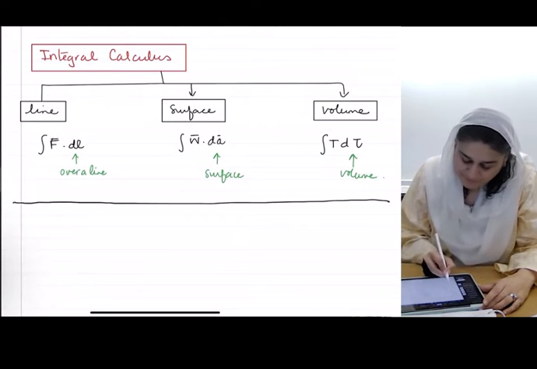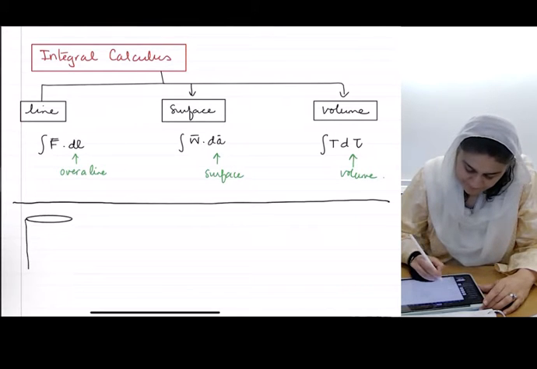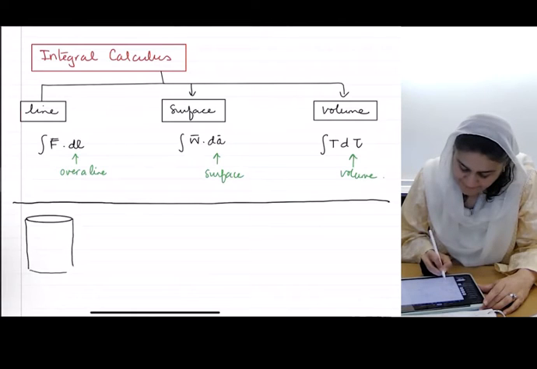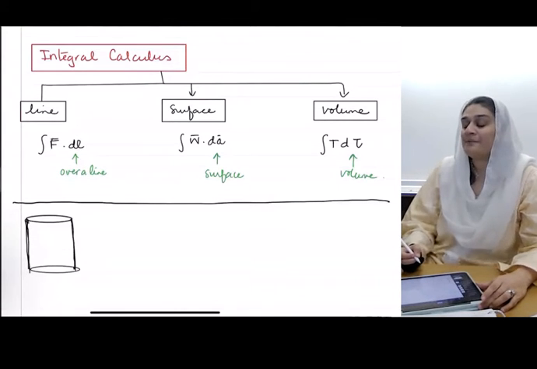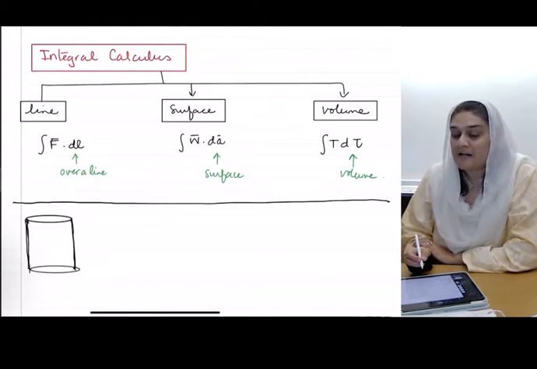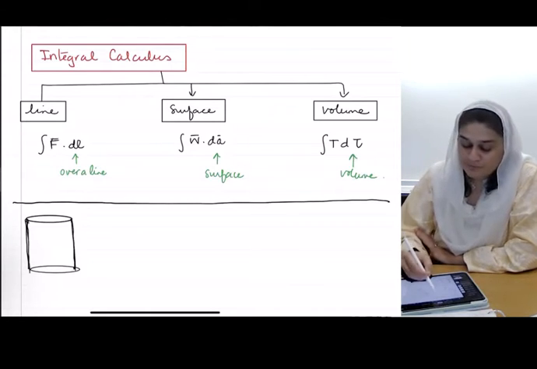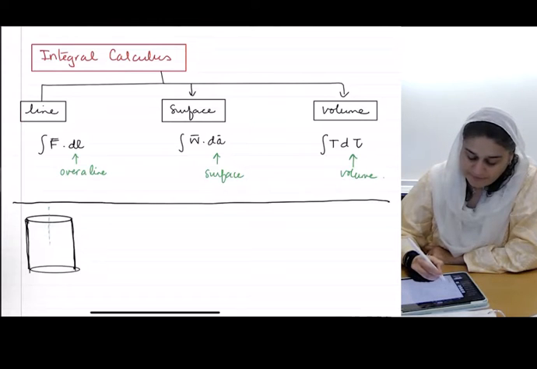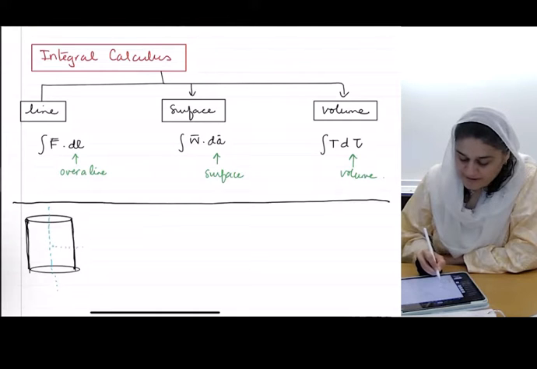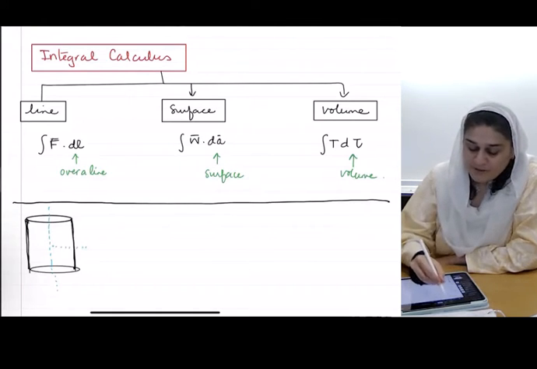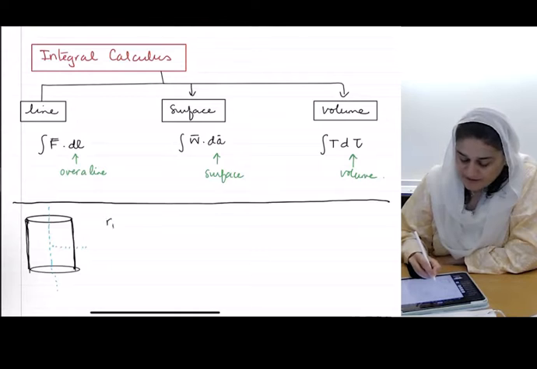So let's do, I don't know, let's do a cylinder. A cylinder kind of looks like this. Okay. If I was to ask you to find the surface area of this cylinder, what would you do? Well, the first thing you would do is define your coordinate system. So what's the coordinate system that would work the best?